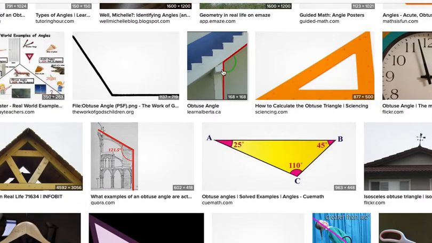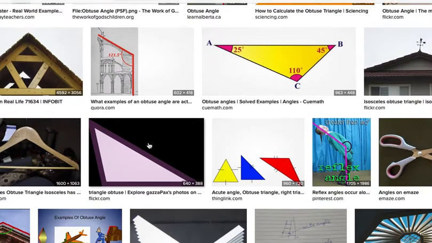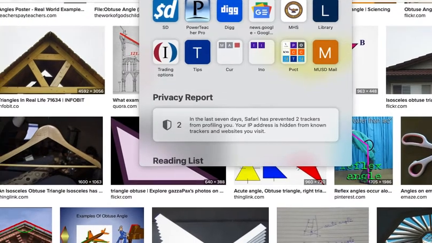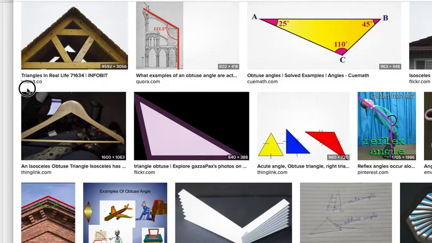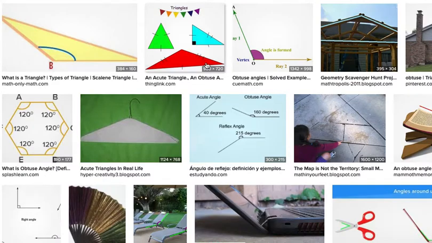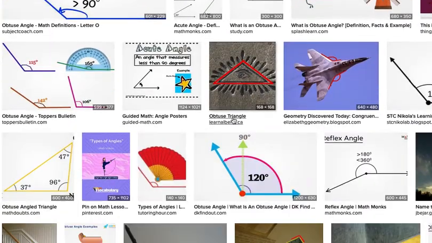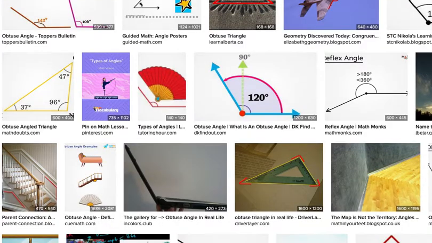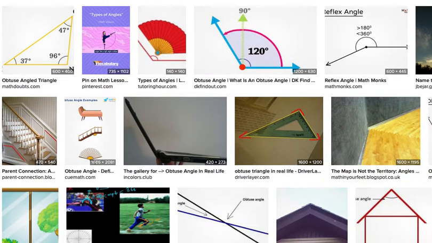We see them here on the stairs. And when we're building things, they can help us, especially making a roof. So obtuse angles are all over the place. We can kind of notice them and help us to remember it by refreshing our memory, and even in the car when we see them, we can say, oh, that's an obtuse angle.